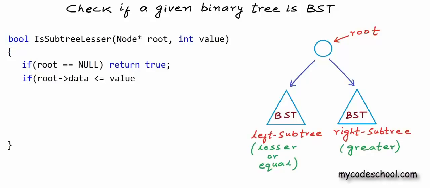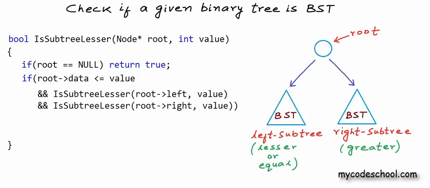And we also need to recursively check if left and right subtrees of the current root have lesser value or not. So I'm adding two more conditions here. I'm making two recursive calls, one for the left subtree and another for the right subtree. If all these three conditions are true, then we are good, else we can return false. The isSubtreeGreater function will be very similar.